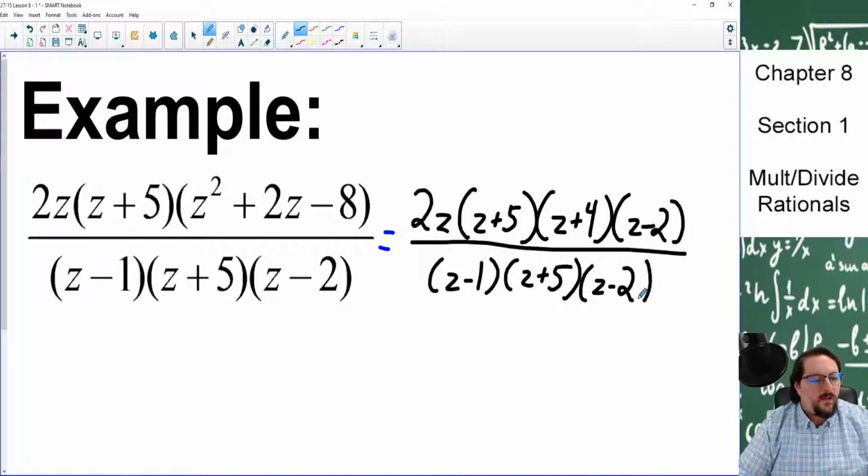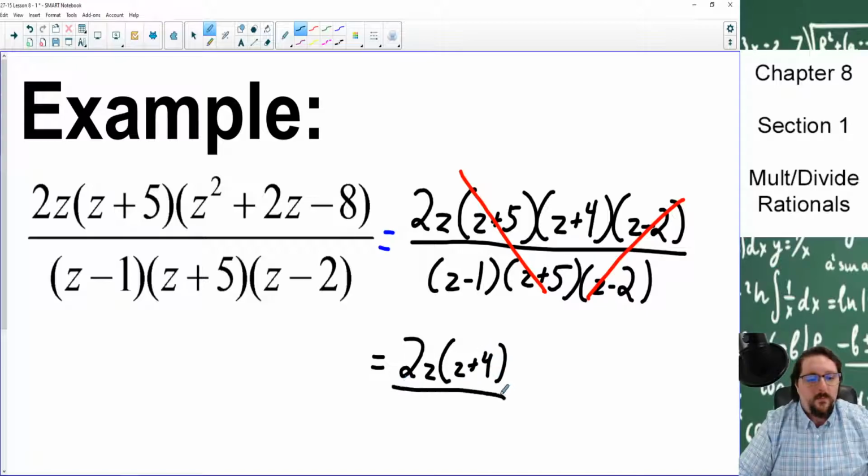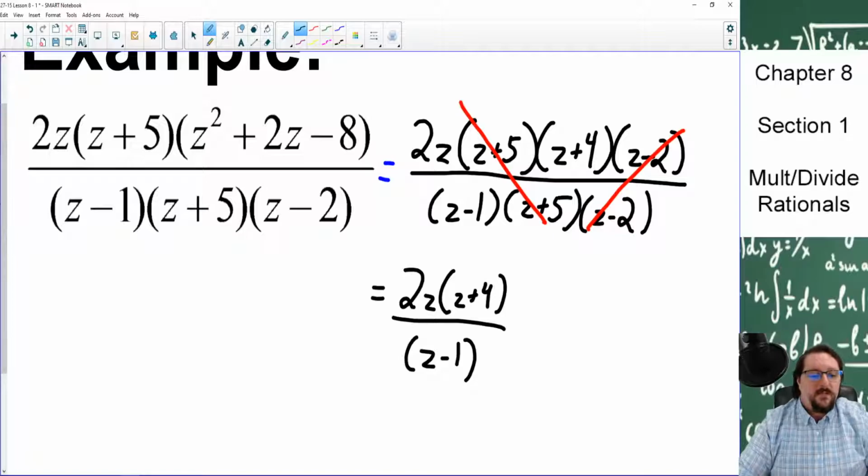And now we'll look at everything here that can be canceled. And in truth, you could have canceled the z plus 5s earlier. I like to do it all at the same time personally. And then again, I see another thing we can cancel, z minus 2 here. So that will leave us with just a 2z and a z plus 4 on the top. On the bottom, we're able to cancel everything except for z minus 1. All right. Again, we don't want to multiply that 2z in. We want to keep it as factored as possible.